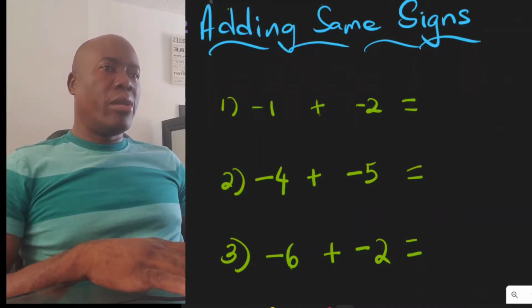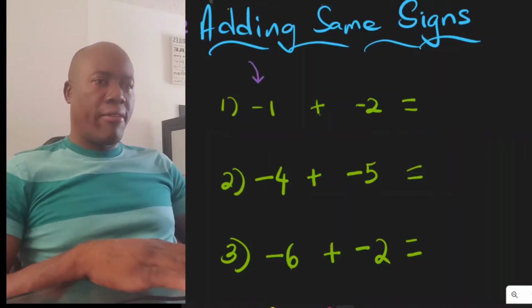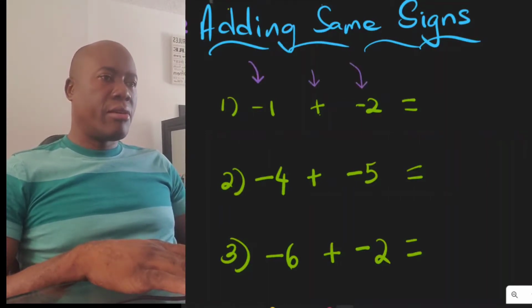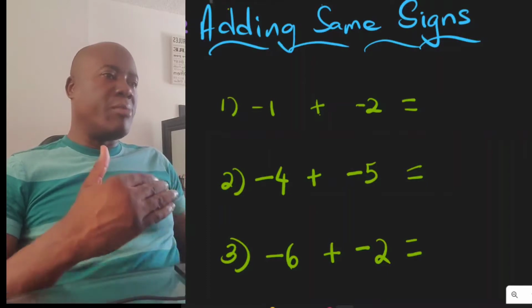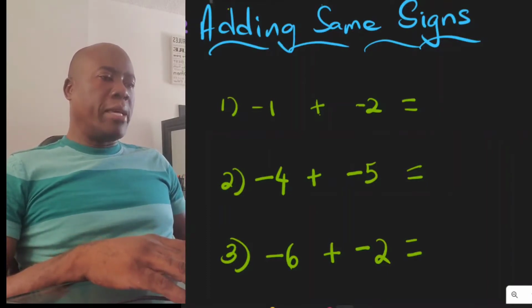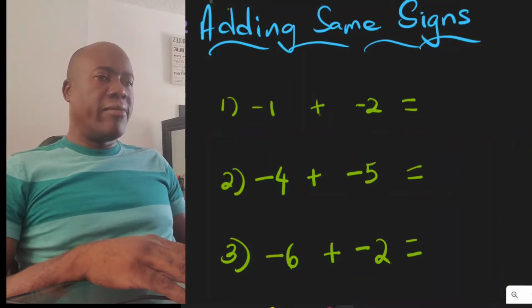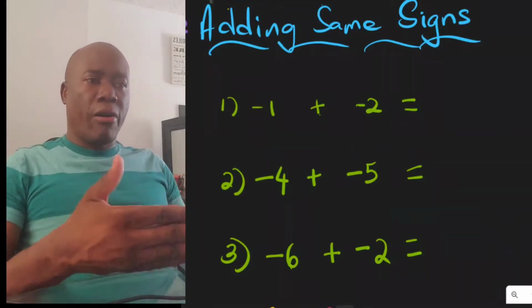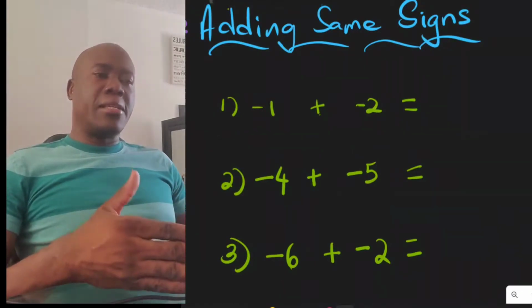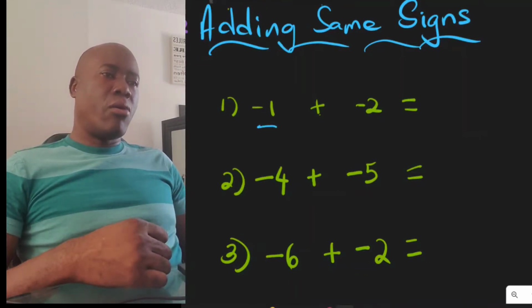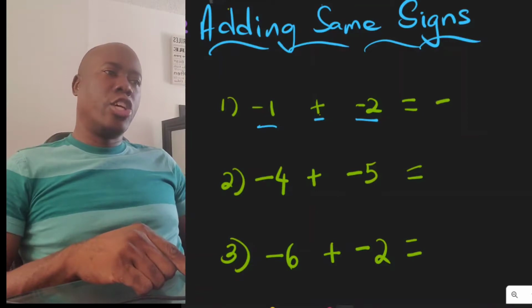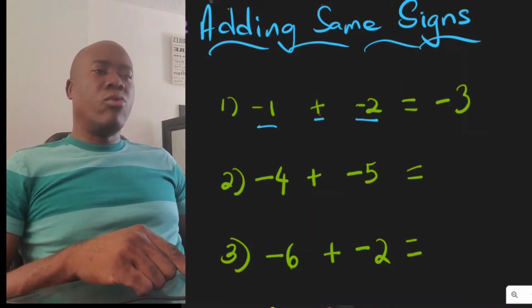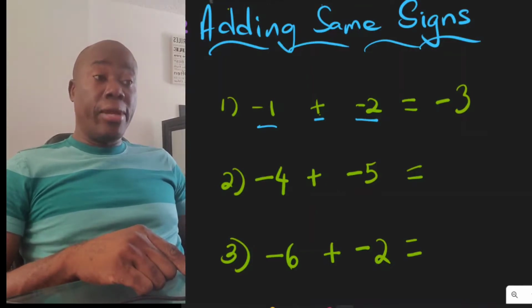All right, so we want to look at adding same signs. When the signs are the same, for example, as we're seeing here, we have -1 plus -2. When we have the same signs and we're adding, what do we do? Well, think about this scenario. A negative number could represent a debit or borrowing something. So in this case, it's like we borrow $1 plus we borrow $2, and at the end of the day you would have borrowed $3. So -1 plus -2 will give us -3.